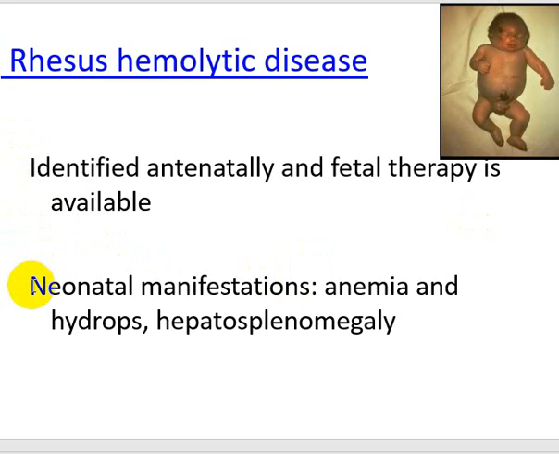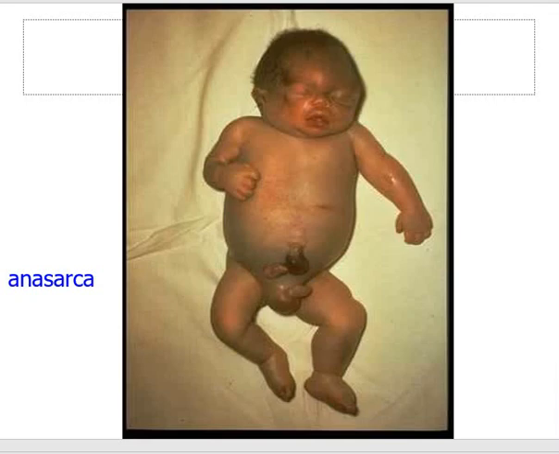When the newborn is delivered, he may have some clinical manifestations like anemia, hydrops, and hepatosplenomegaly. This neonate is presented with anasarca. You can look at edema of the face and all the body. He has anemia, jaundice, hepatosplenomegaly.